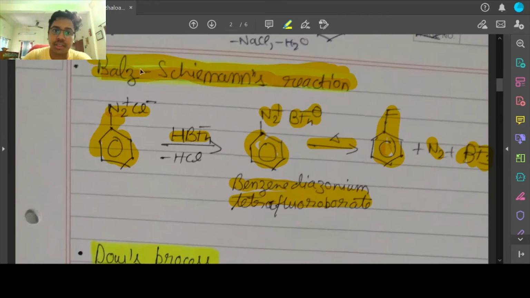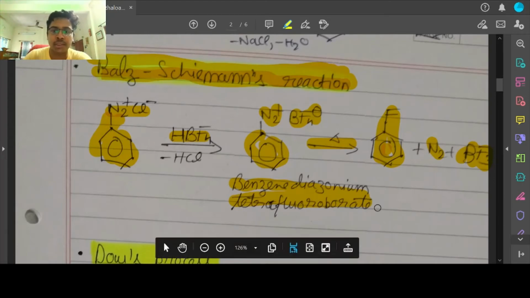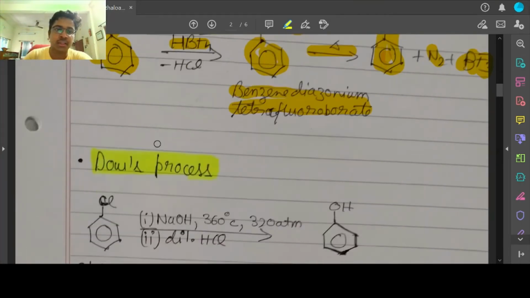It's a very important name reaction, and you will encounter this in organic compound conversion questions also. So remember the name. So N2+Cl-, on treatment with HBF4 gives benzene diazonium tetrafluoroborate. That on heating gives nitrogen gas, BF3, and fluorobenzene. Okay, this is important. Now comes the Dow process.